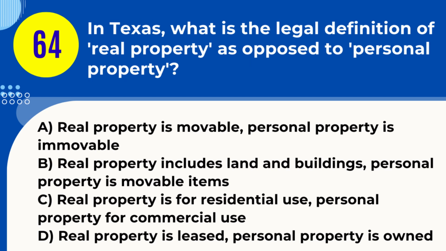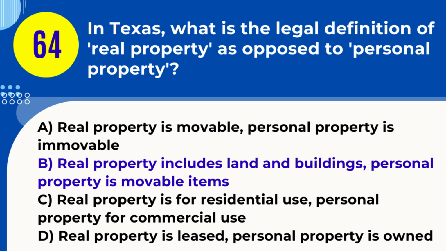Question 64. In Texas, what is the legal definition of real property as opposed to personal property? A. Real property is movable. Personal property is immovable. B. Real property includes land and buildings. Personal property is movable items. C. Real property is for residential use. Personal property for commercial use. D. Real property is leased. Personal property is owned. Answer. B. Real property includes land and buildings. Personal property is movable items.